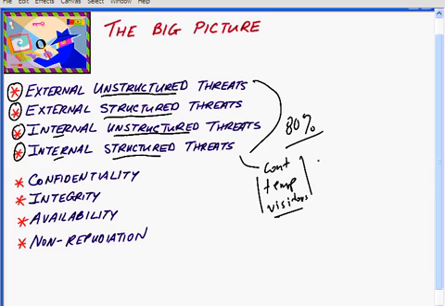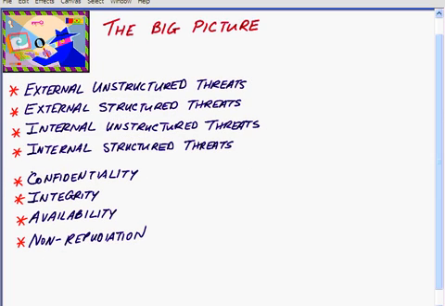Now, our goal in a security policy and our goals as security management is to really guarantee three, possibly four key aspects of security. And that is something you need to be aware of. It's confidentiality, integrity, availability, and possibly non-repudiation. Well, the big three of security from a security management and security policy standpoint is CIA.